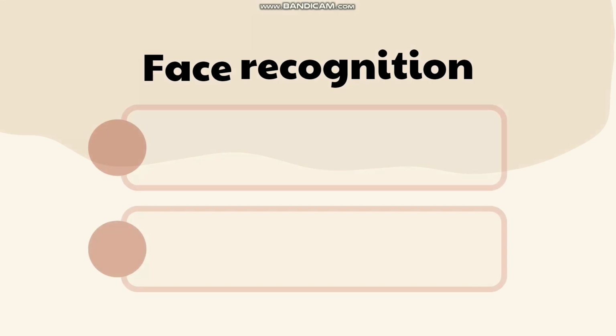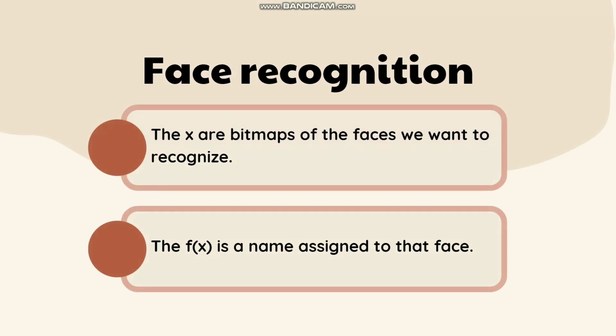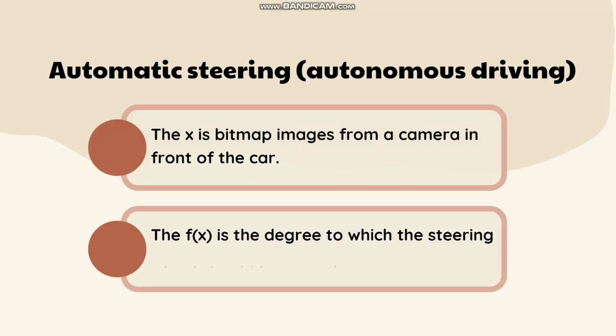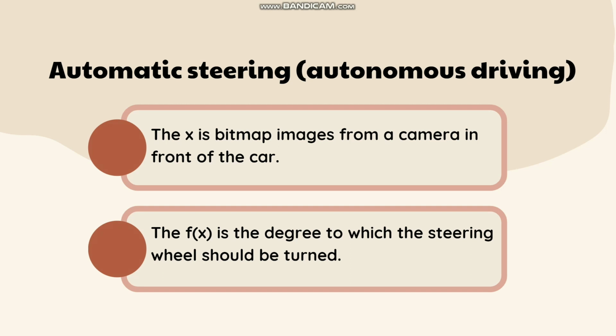Face recognition: the x are bitmaps of the face we want to recognize, the f(x) is a name assigned to that face. Automatic steering, autonomous driving: the x is a bitmap image from a camera in front of the car, the f(x) is the degree to which the steering wheel should be turned.